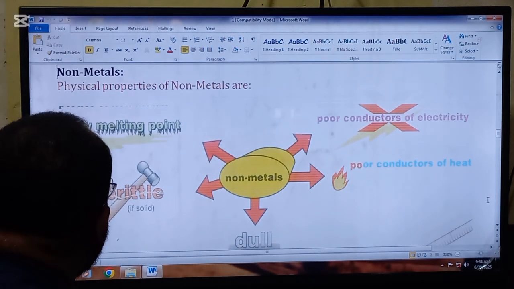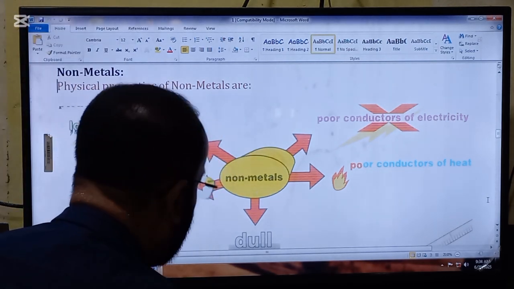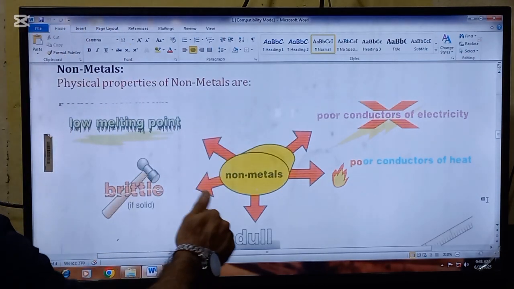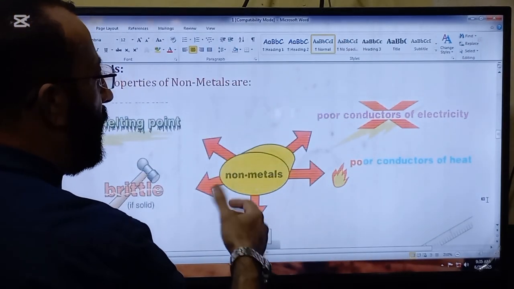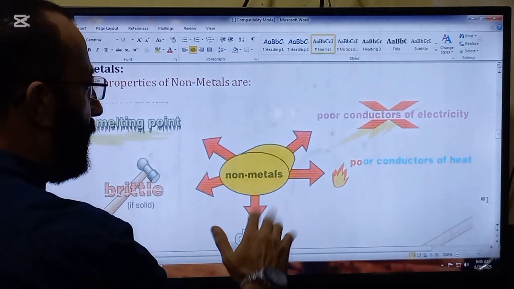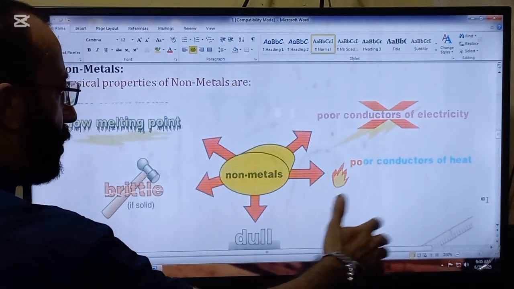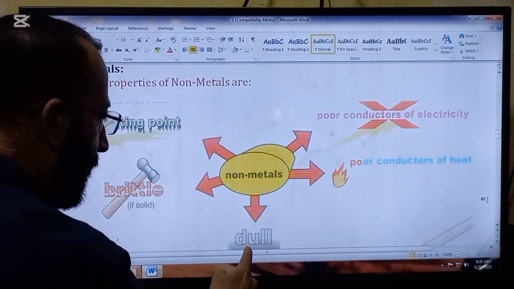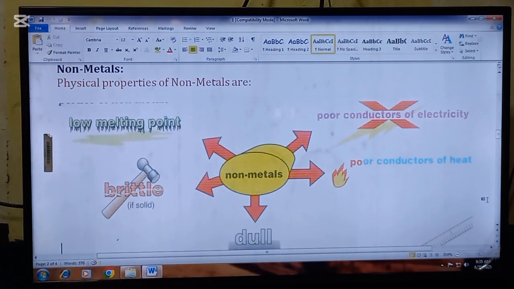Next, we are going to read non-metals. The physical properties of the non-metals are almost the reverse of the properties of the metals. Non-metals are poor conductors of electricity. So electricity does not flow easily through the non-metals. They are poor conductors of heat. So heat does not pass easily through the non-metals. They have dull surfaces, they are brittle if solid, and they have a low melting point.